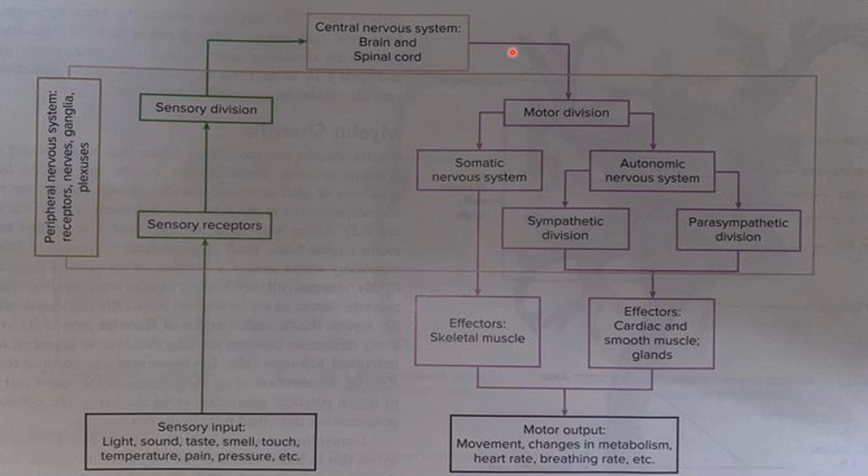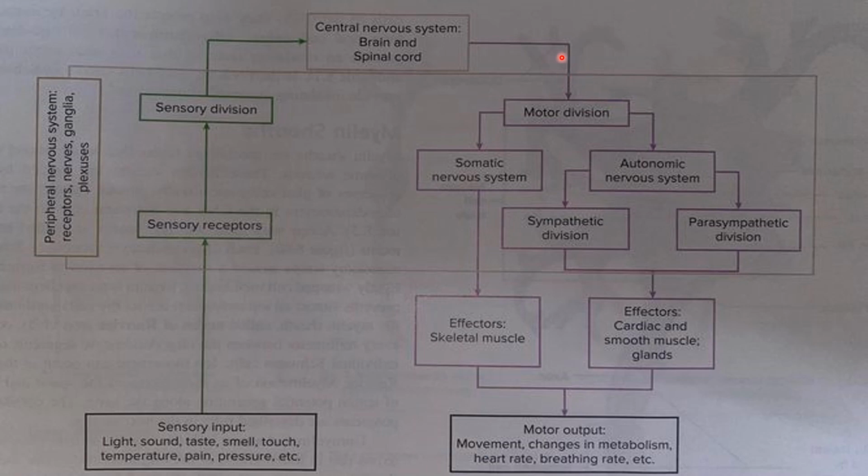Now, the next thing that will happen after the signal was transmitted to the central nervous system is that it will now go to the motor division or the efferent division of the peripheral nervous system. Now, this motor division of the PNS conducts action potentials from the CNS to the effector organs such as muscles or glands. Now, the neurons that transmit naman the action potential from the CNS towards the motor division of the peripheral nervous system are called the motor neurons.